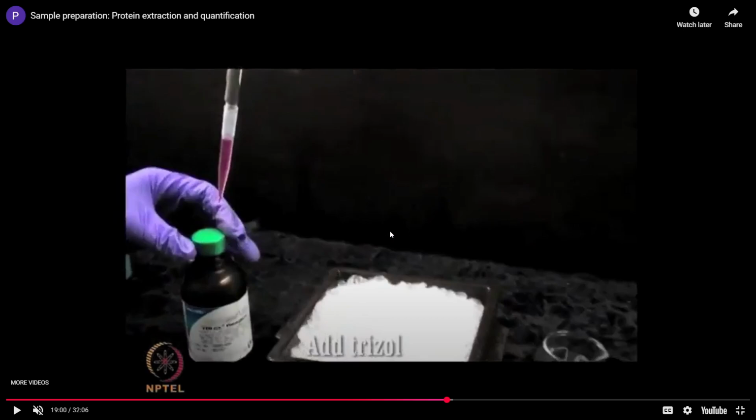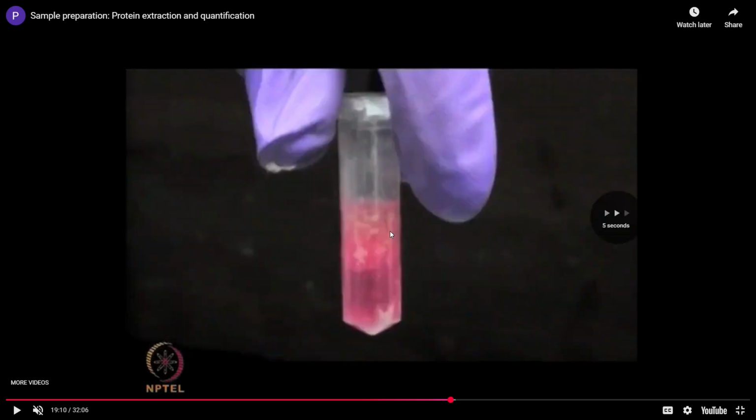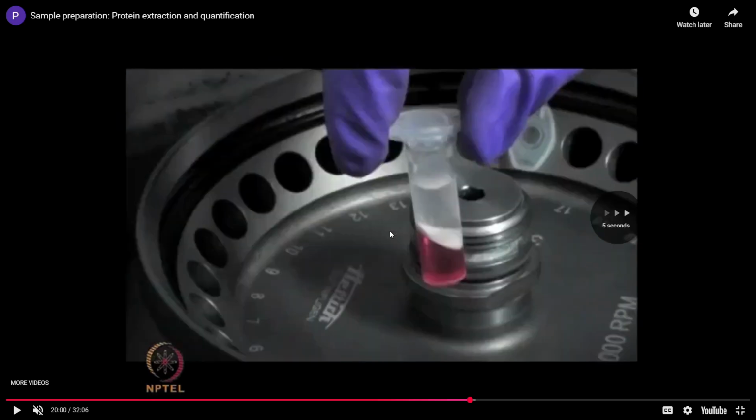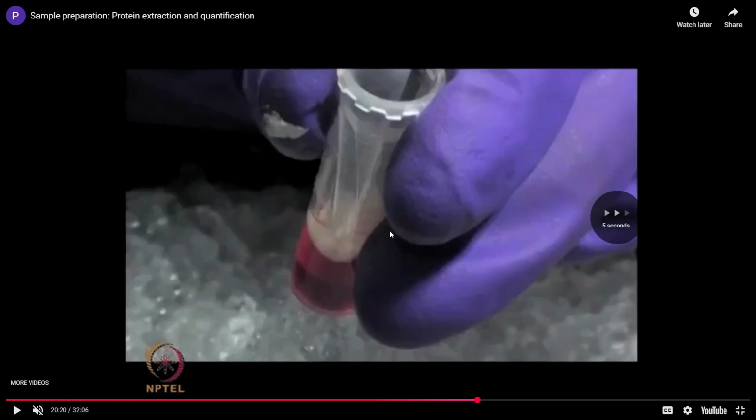Then once the cell is lysed, it is centrifuged. The supernatant will have everything, but from that you need to have only protein. Then the trizol method is used. You will add the trizol and chloroform as well. After incubating and centrifuging, the upper layer has RNA, which will be removed.